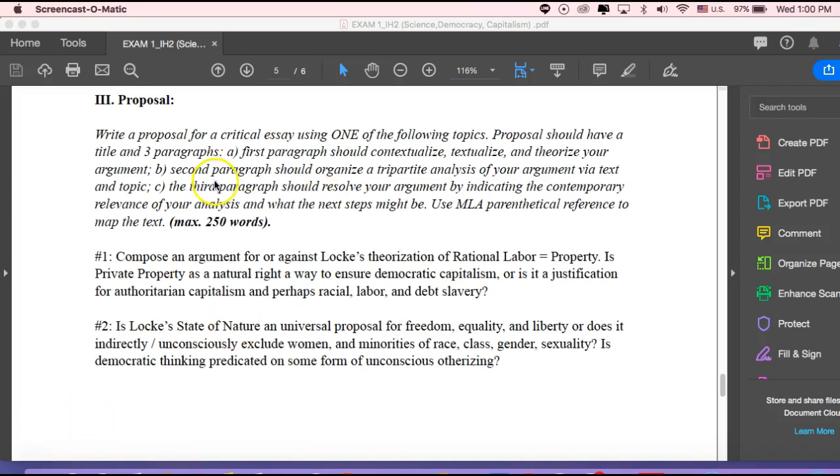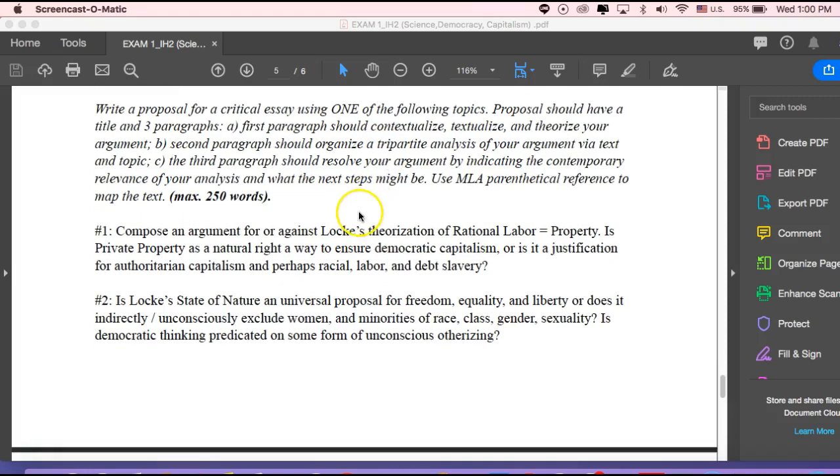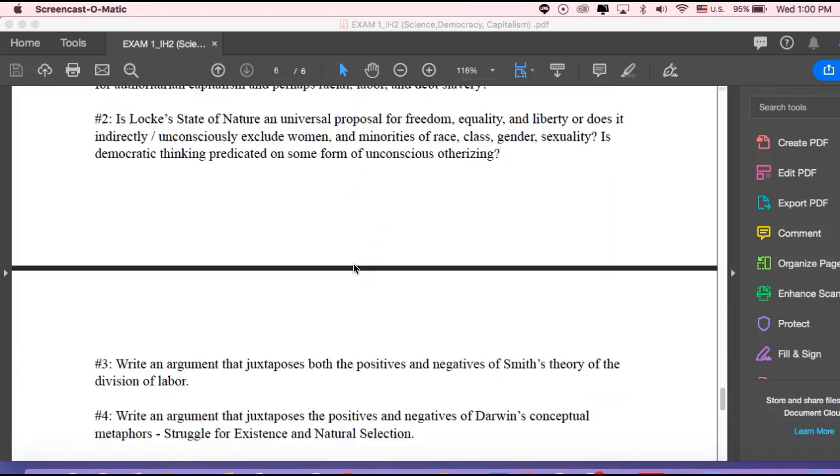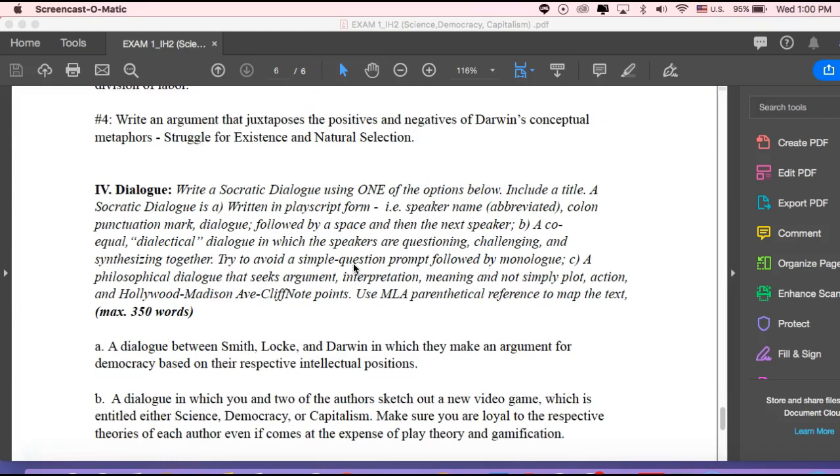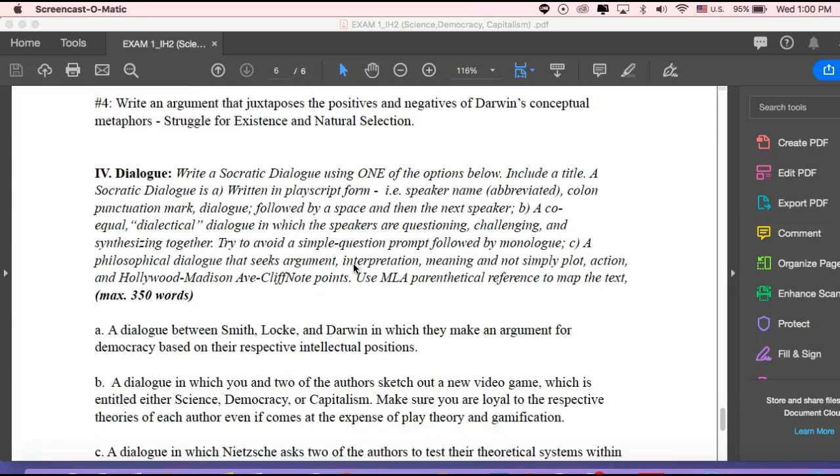Okay, so again, I've given you some thoughts here about how to do it. And these are the four options. Pick one. And then finally, dialogue.